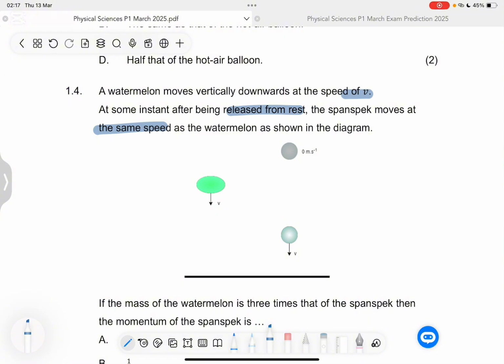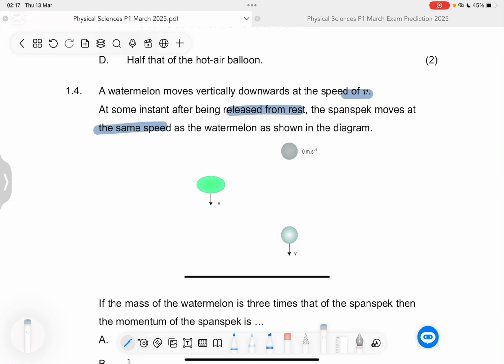Now what's happening here is that we have a watermelon that moves with a velocity of v. Then we have the spanspeck, which is released from rest. That's why the initial velocity here is 0. But at some instant, as it has moved from there to here, it then has a velocity that is the same as the one of the watermelon.